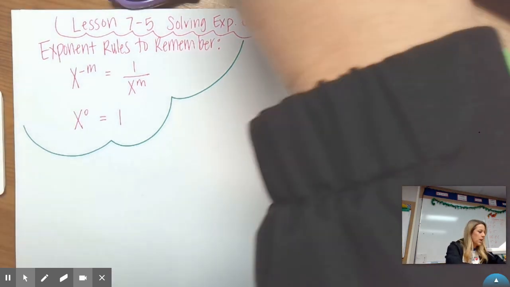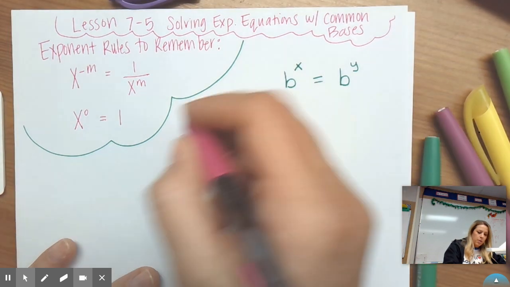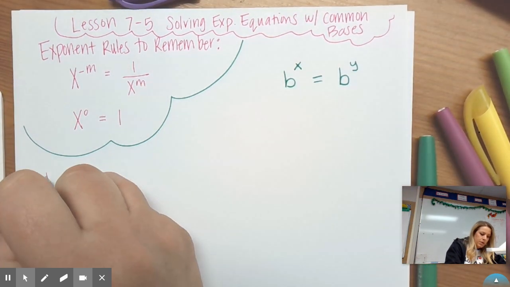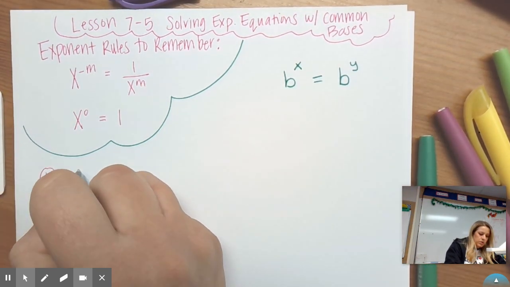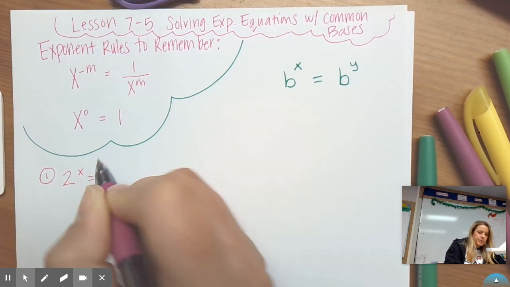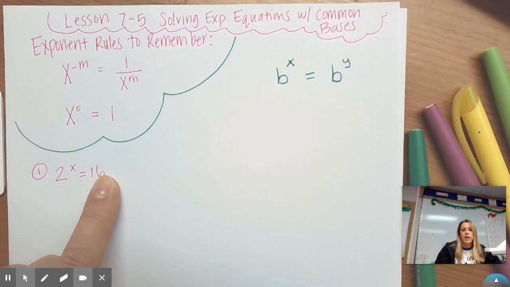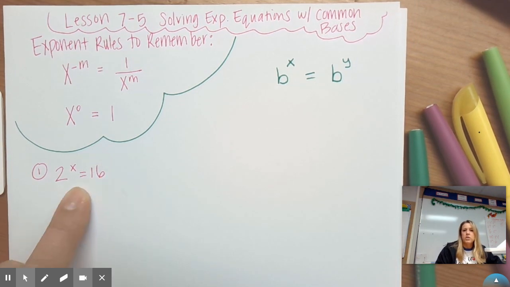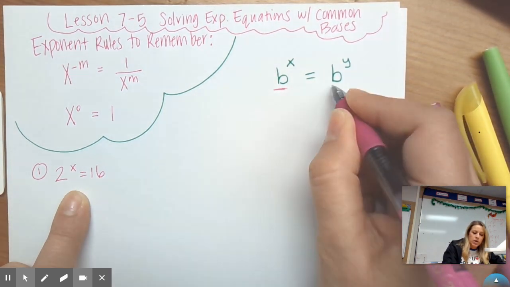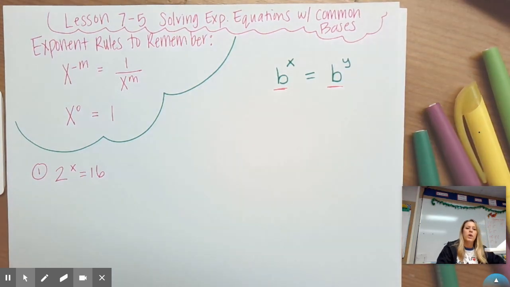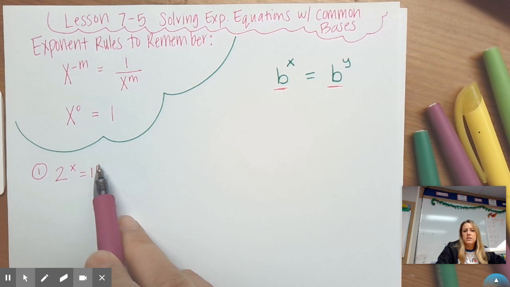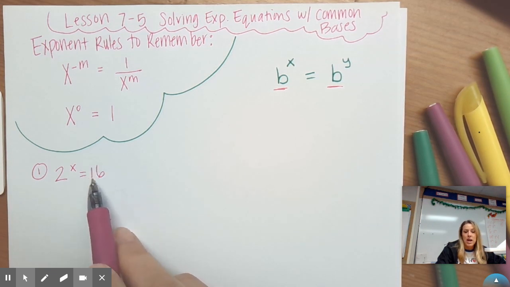Okay, so let's look at a very basic problem. So we're going to start here. 2 to the x power equals 16. Okay, well, a couple things. One is I don't have an exponent right here, but I also don't have common bases. I need them to have the same base. So what I'm going to do is try and find a different way to express 16.